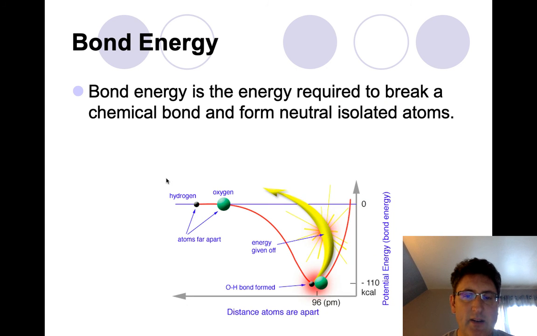Okay, and then here's our other term, bond energy. Bond energy is the energy required to break a bond and form neutral isolated atoms. Again, the other way you can think about that, it's the energy released when two isolated neutral atoms come together. It's the same amount of energy, just going in different directions. So if you're going to break them up, you have to provide so much energy. When they form, they're going to release so much energy.